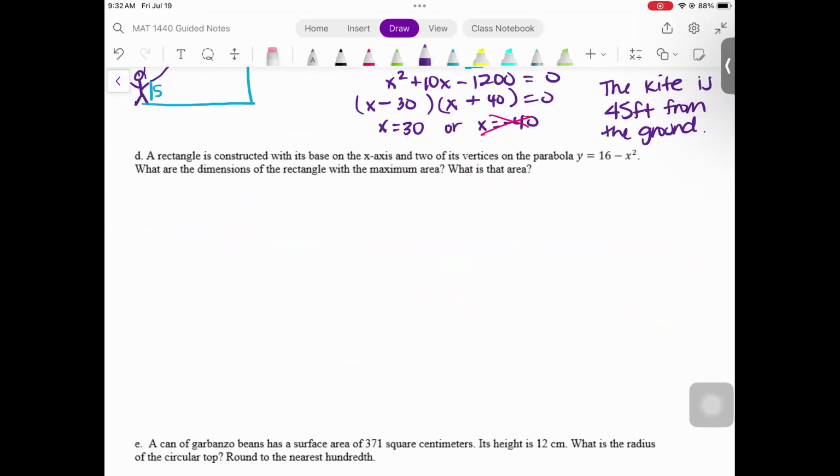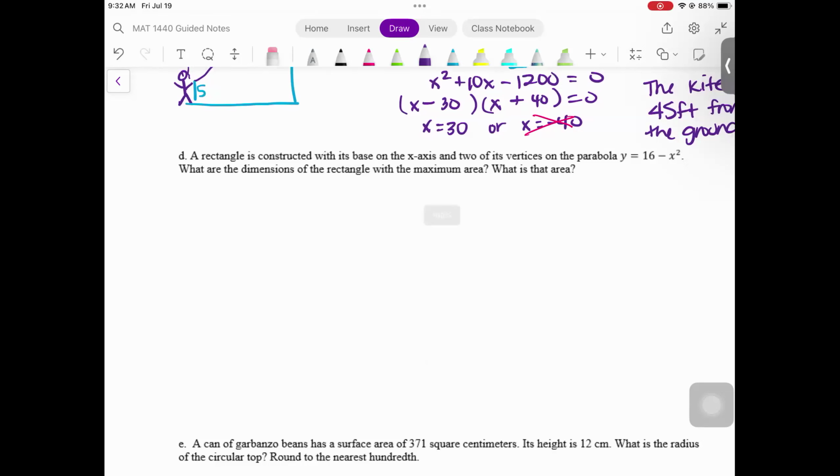A rectangle is constructed with its base along the x-axis and two of its vertices on the parabola y equals 16 minus x squared. What are the dimensions of the rectangle that has a maximum area? What is that area?